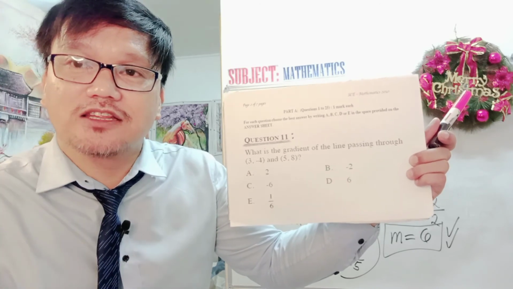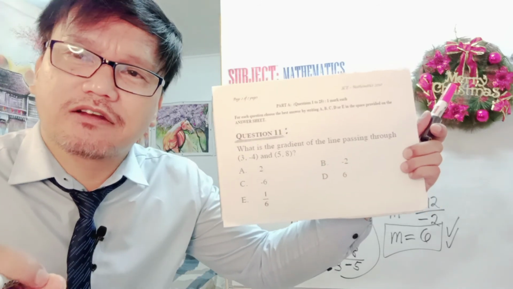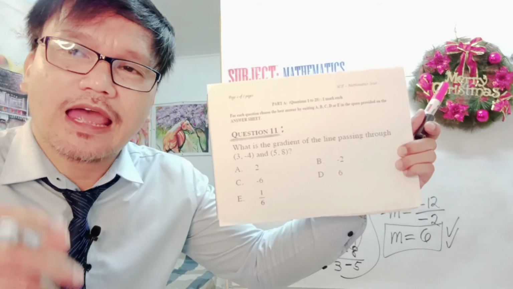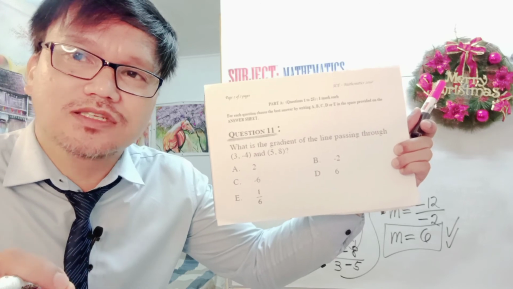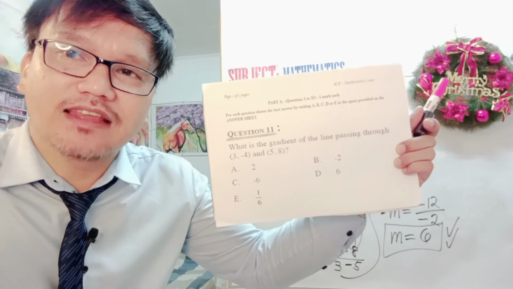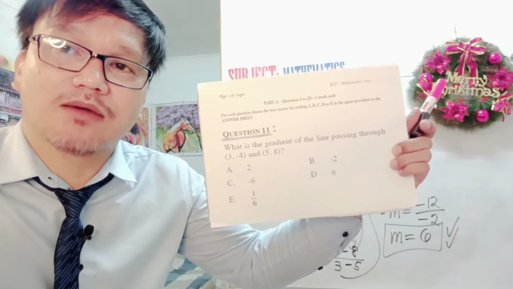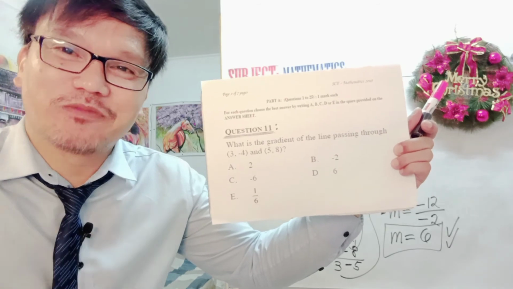Finding the gradient of the line given the 2 points. What is the formula for finding the gradient given the 2 points again? m equals y sub 2 minus y sub 1 divided by x sub 2 minus x sub 1. I hope that is clear to you now.